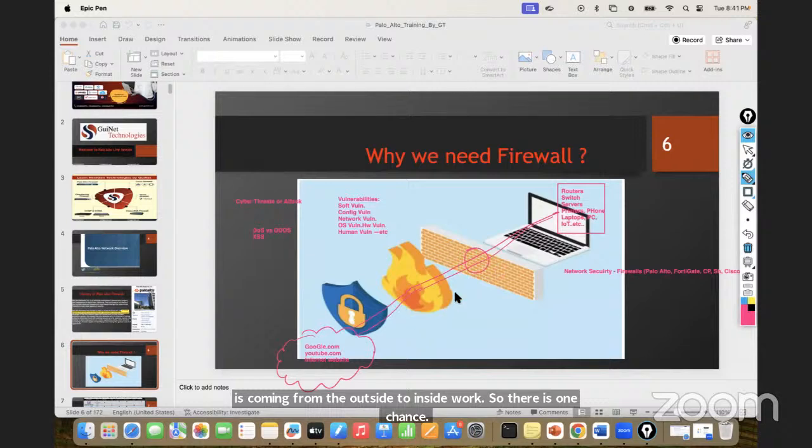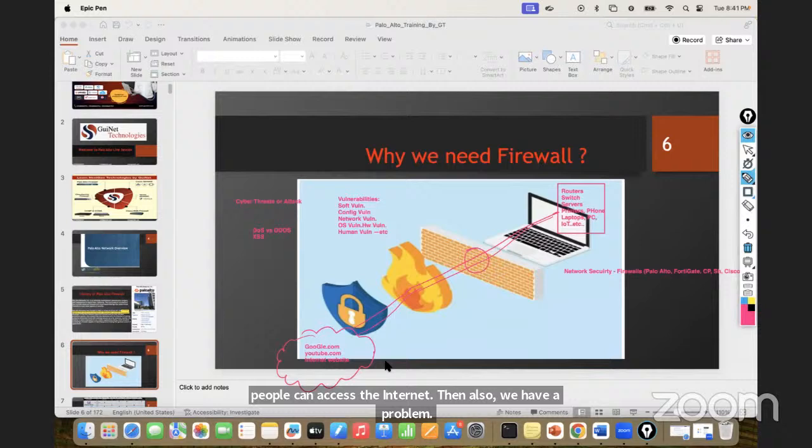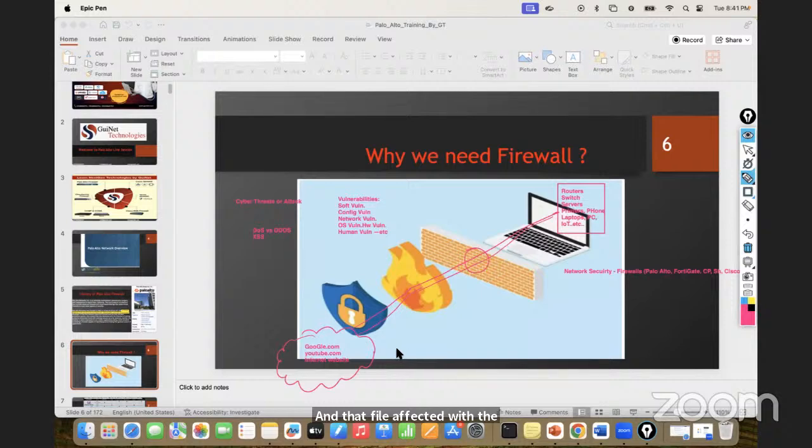Then also we have a problem, because if I am mistaken, or might be intentionally, I'm downloading some file, and that file is affected with malware, meaning a virus, any kind of phishing emails and all. So this leads to a major problem for my network. So we have to be always very cautious about that. This is the one problem.